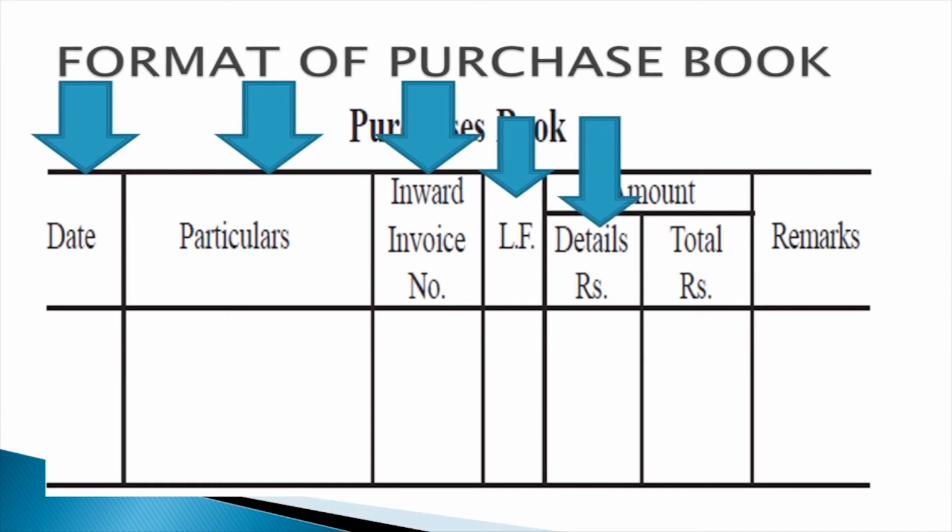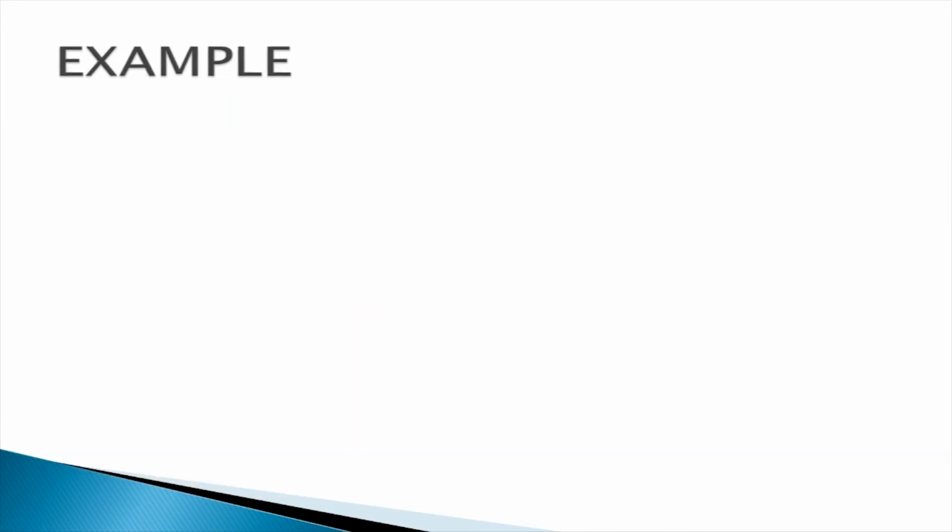Next one is details column. It reveals the amount of goods purchased and the amount of trade discount. Next is total column. This column represents the net price of the goods, that is, the amount which is payable to the creditors after adjusting discount and expenses, if any. And the last one is remarks column. It contains any extra information in case needed to be disclosed. Let's learn about the purchase book by taking an example.